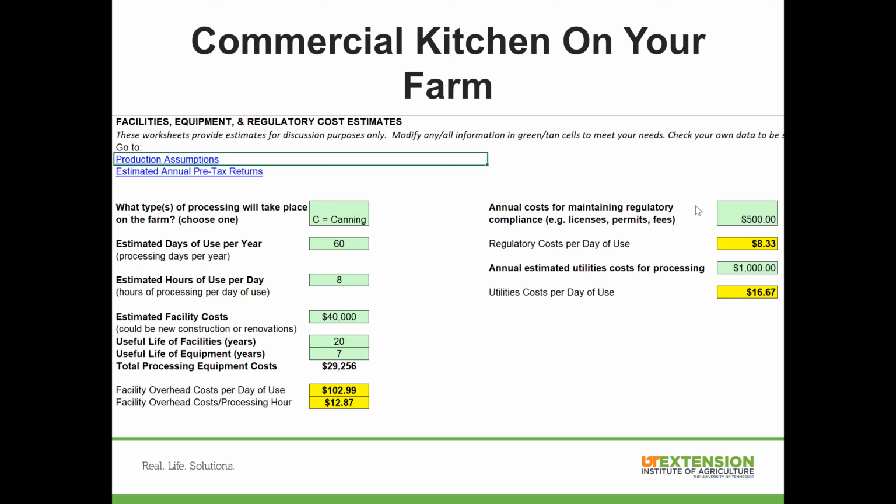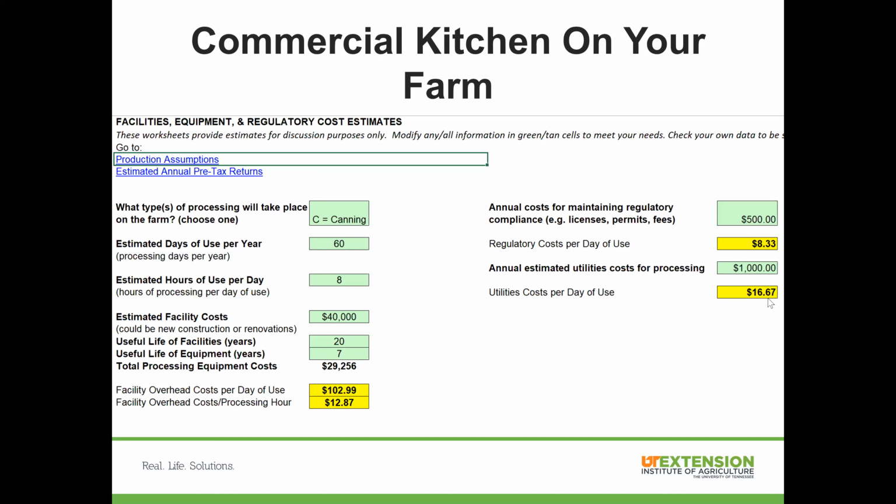Okay, and then on the right-hand side, we have our annual costs for maintaining regulatory compliance. Our licenses, our permits, and our fees. We would plug that number into the box there, and we've said $500. And then we take that 500 and divide that by 60 days in a year. So that's $8.33 a day. And then we've got our utility costs that we plugged in at $1,000. And so our utility costs are $16.67 a day.